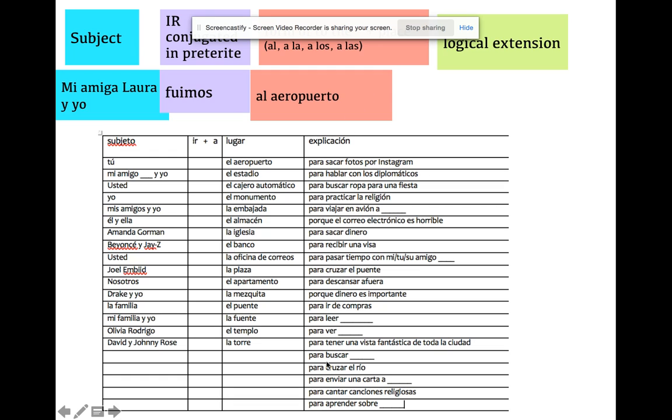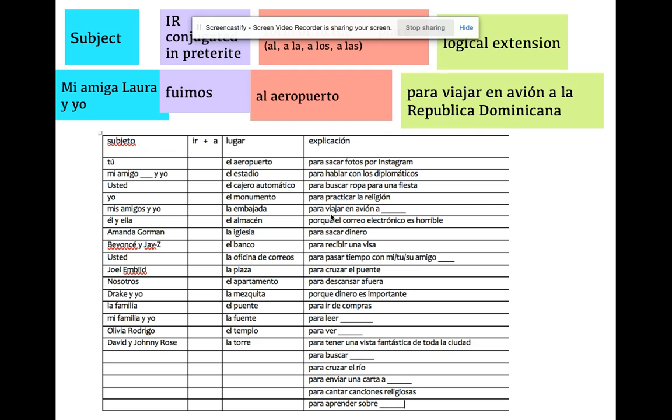So now we have to find something logical from this portion. Well, let's see here. We could say that, and that's possible. Probably wouldn't buy party clothes at an airport. We probably wouldn't practice religion at an airport, although you could, maybe if you were really nervous. Para viajar en avión a blank. Well, once again, this is another one with a blank, so we have to fill it in with something on our own. So we're just going to copy para viajar en avión, because remember, you don't conjugate after para, and then fill it in with something that's logical. Para viajar en avión a la República Dominicana. So now we have our much better sentence than just a basic sentence. We have mi amiga Laura y yo fuimos al aeropuerto para viajar en avión a la República Dominicana.